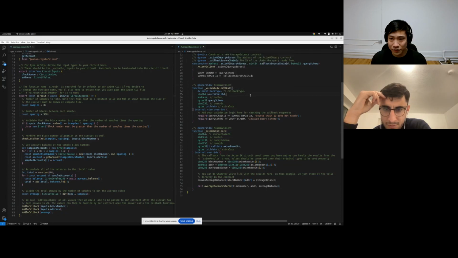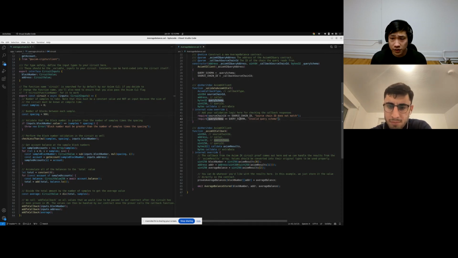As the name suggests, the first one validates that a callback sent to you by Axiom actually pertains to your contract. So we provide quite a bit of information that you could validate, but most commonly contracts will want to validate that the source chain is actually what you expect. And second, that a special piece of information called the query schema associated to your circuit actually matches what you expect. So the query schema encapsulates the information of what your query is about, but not the specific inputs that were sent to your query.